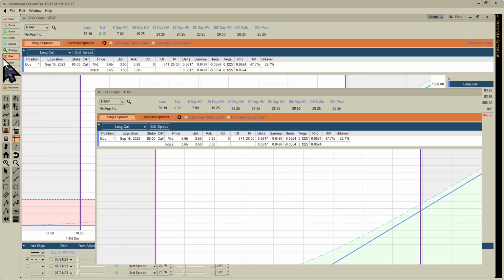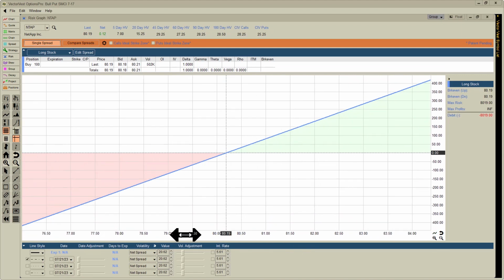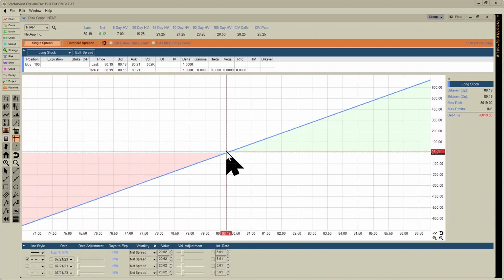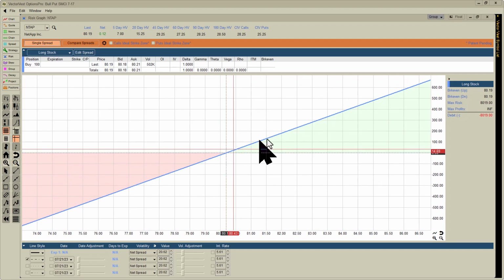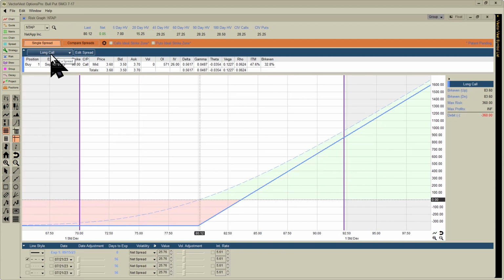Now, if I were to go out and simply buy 100 shares of that stock, well, take a look at the difference. You can risk up to $8,019 if the stock goes to zero. The option gives you limited risk, which is great. You only have to put up $360 instead of $8,000 to place this trade.